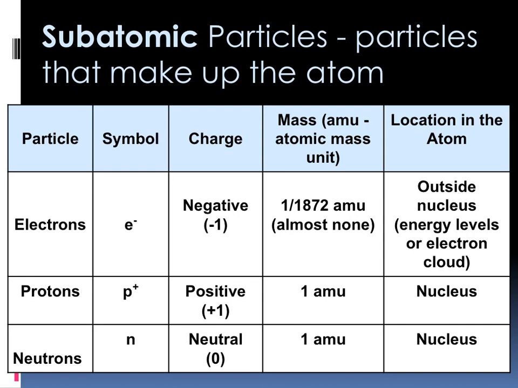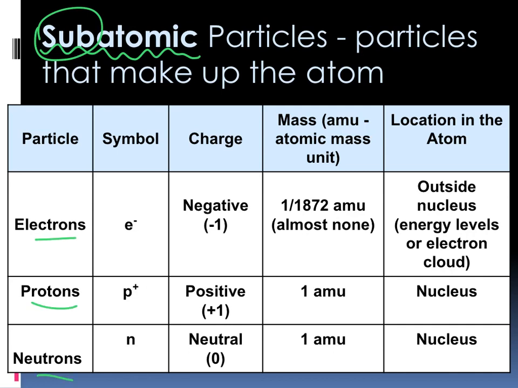So the atom is made up of subatomic particles. Sub meaning below, like submarine means below the water. And so these particles are what construct the atom itself. You've already been introduced to two of them, the protons and the neutrons. The last one is the electrons.